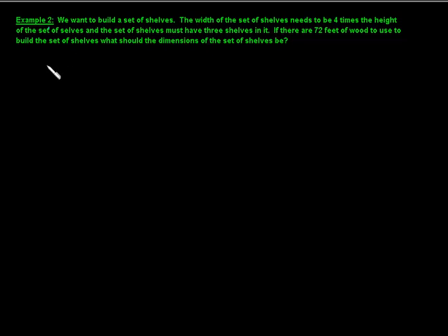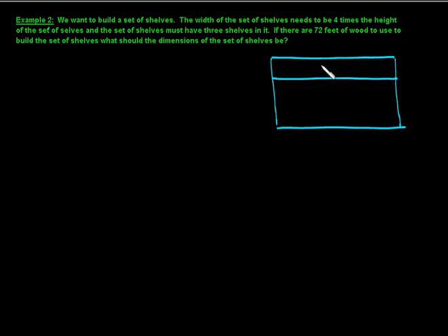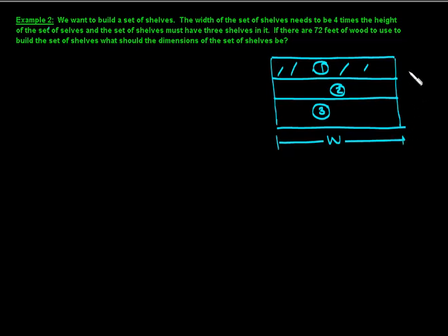Alright, so let's draw a picture in this case. That might be helpful. Okay, so they've told us that we want to create shelves. So there's going to be 3 shelves. So this is shelf 1 up here. Okay, this is shelf 2, and this is shelf 3. So we have 3 shelves. This is the width of my shelf, I'll call that W, and this is the height of my shelf, I'll call that H.